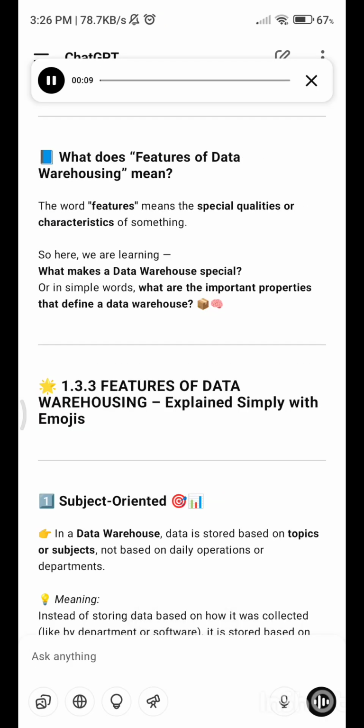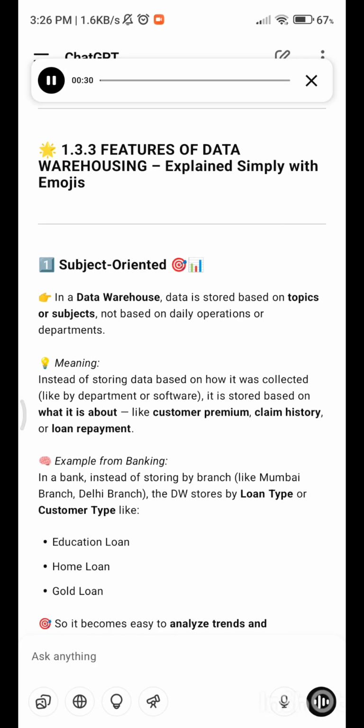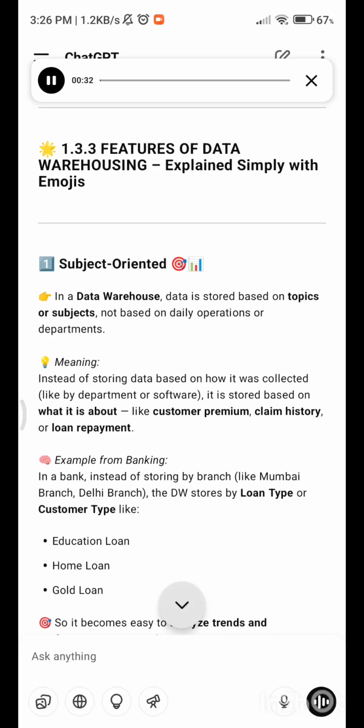Future bank manager. What does features of data warehousing mean? The word features means the special qualities or characteristics of something. So here we are learning what makes a data warehouse special, or in simple words, what are the important properties that define a data warehouse? 3 features of data warehousing, explained simply with emojis.